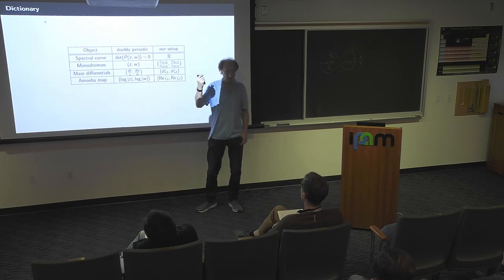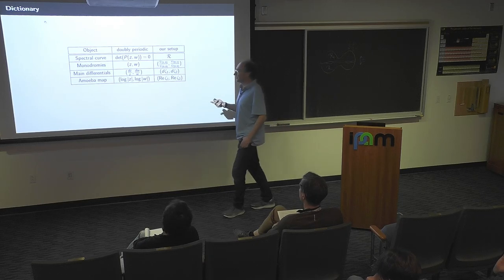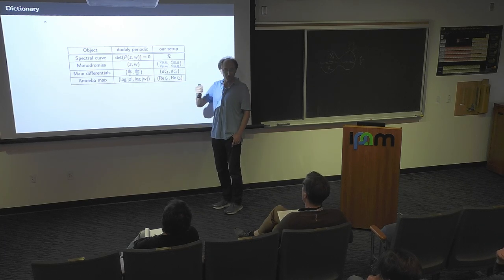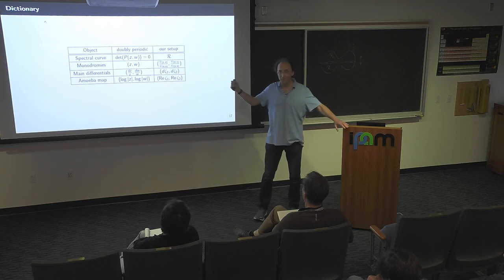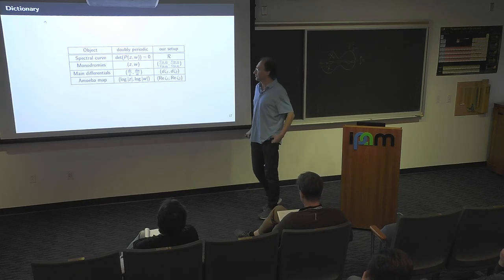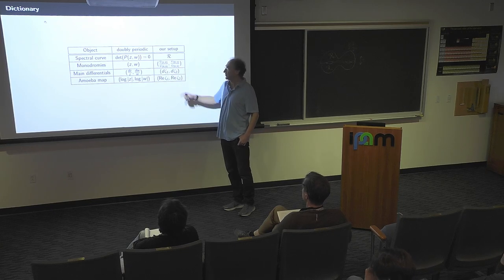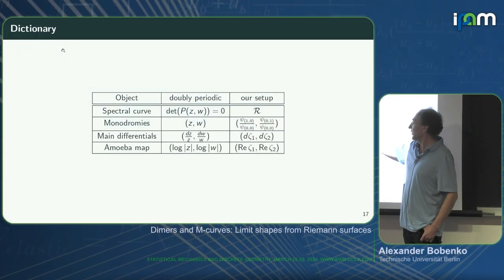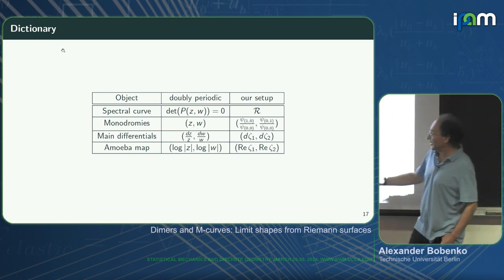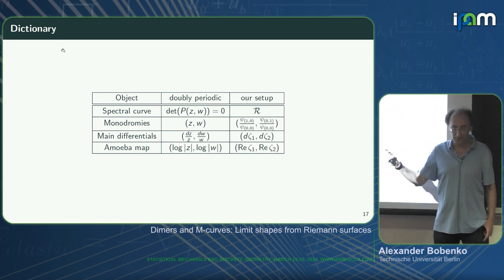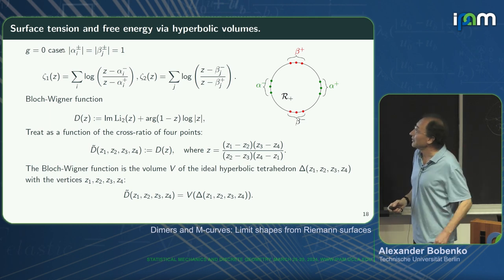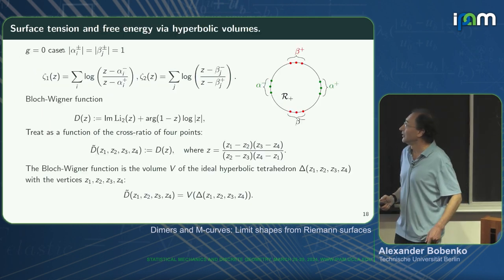The monodromies of your eigenfunction of the Kasteleyn matrix, they are Z and W in this case, and they generate your Harnack curve. In this case, they are just monodromies of the corresponding psi function, which I introduced at the very beginning. You go along your combinatorial torus, and then you compare what happens to your meromorphic function at the end. Yeah? So these are the monodromies. The main differentials, d zeta 1 and d zeta 2 in the periodic case, are just dz over z, dw over w. And the amoeba map is the classical one, and that's the amoeba map we are considering here. So, a slight generalization. Okay, I promised to have some discrete geometry.